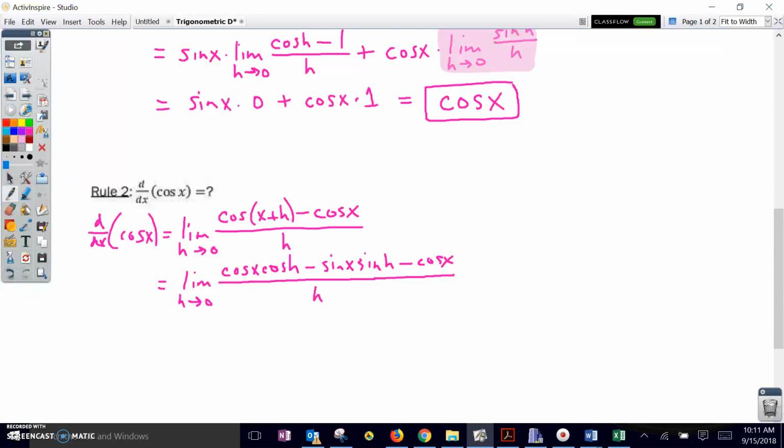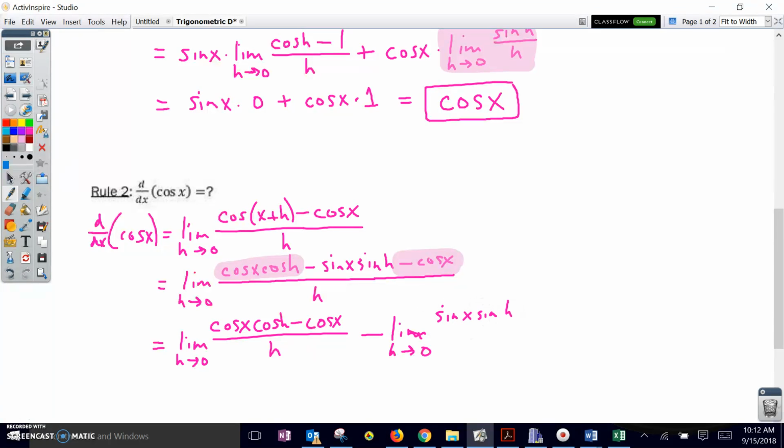And we're going to do exactly what we did with the other derivative here. We're going to group the terms. The two terms containing cosine of x we're going to put into one limit, and the other term we're going to put into the other limit. So this becomes limit cosine of x, cosine of h, minus cosine of x all over h, minus the limit as h goes to 0 of sine of x, sine of h all over h.